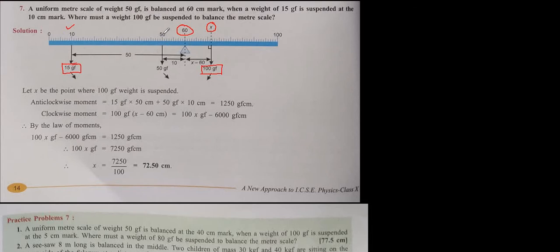The distance between 50 and 60 is 10 centimeter. This is the direction of the weight that is acting, which is anti-clockwise. This is also anti-clockwise, and this is clockwise. If we use the same method, then it becomes easy to find at what distance the 100 GF weight is to be suspended. If you calculate, we get 72.50 centimeter as the point where the 100 GF weight is suspended in order to bring equilibrium in the uniform meter scale.